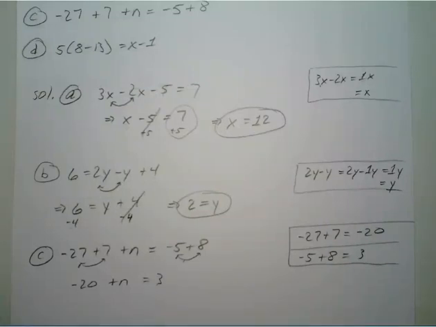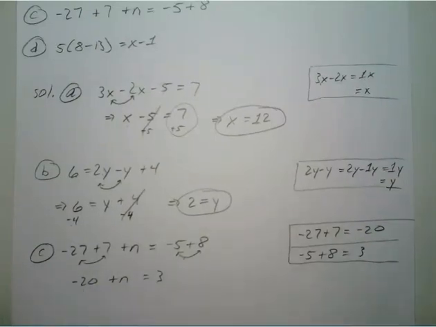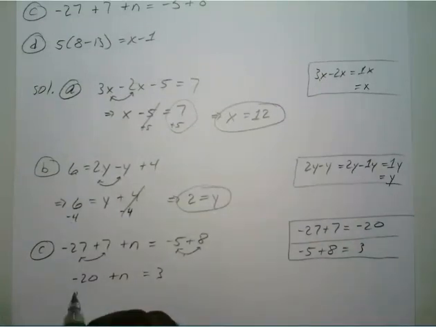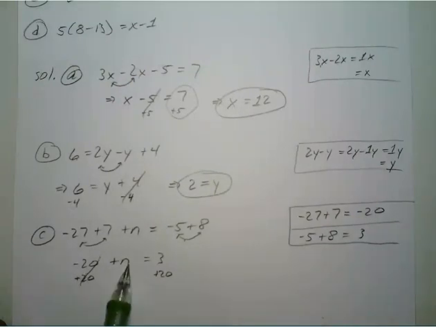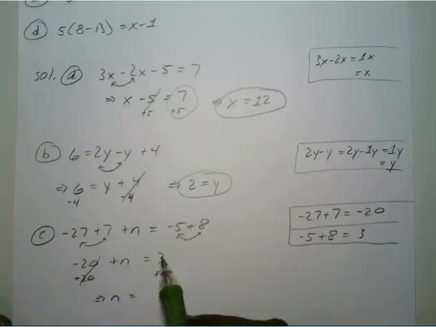All right. So just like before, we have negative 20 plus n equals 3. We have a negative 20 on this side. That means we're going to have to add 20 on both sides. We have a negative 20 plus 20 is 0, so that disappears. So you have 0 plus n, which is just n. And that's equal to 3 plus 20, which is 23.